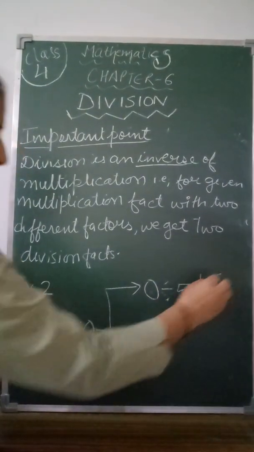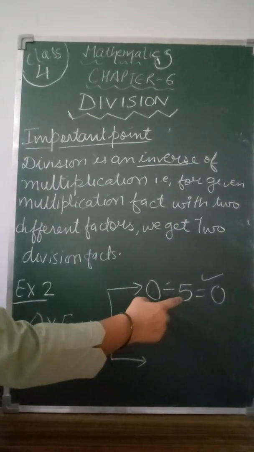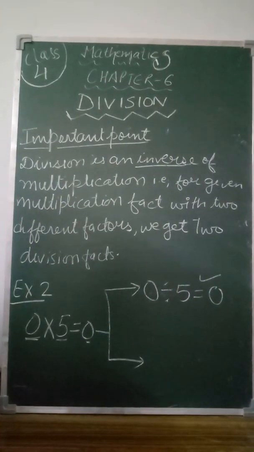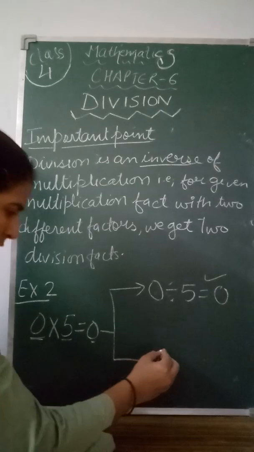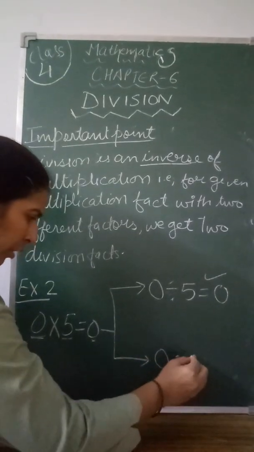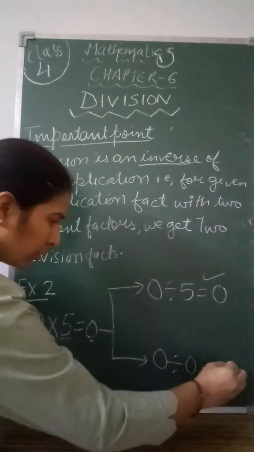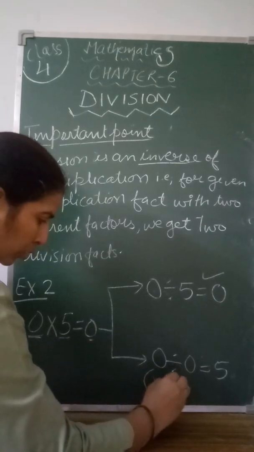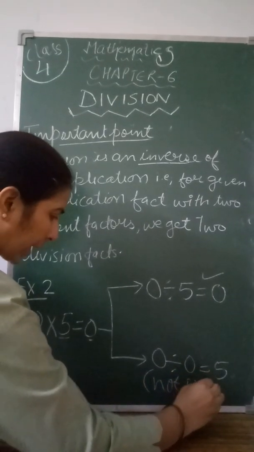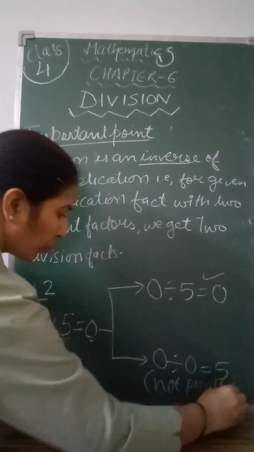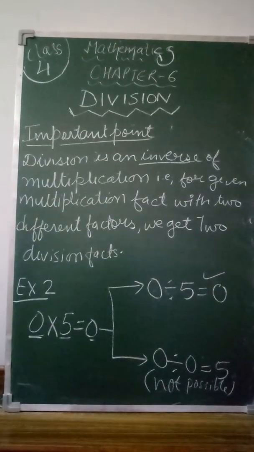This is right. If 0 is divided by any number, the answer is 0. But 0 divided by 0 equals 5? No, this is not possible. You have to write it like this: not possible. So this is the observation.